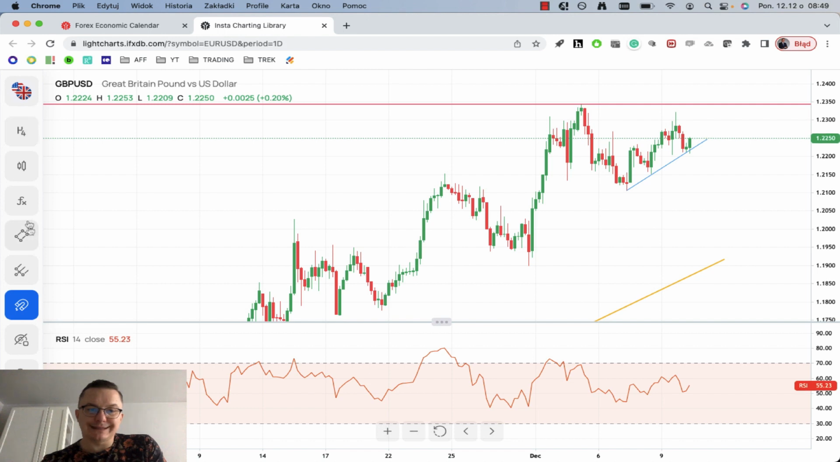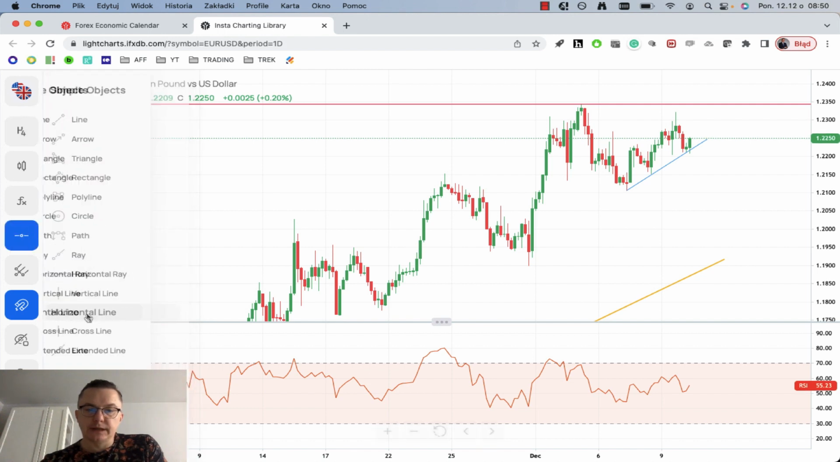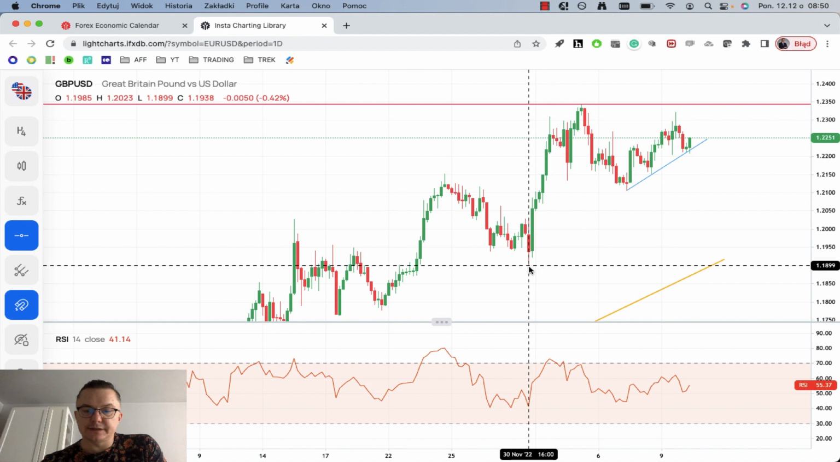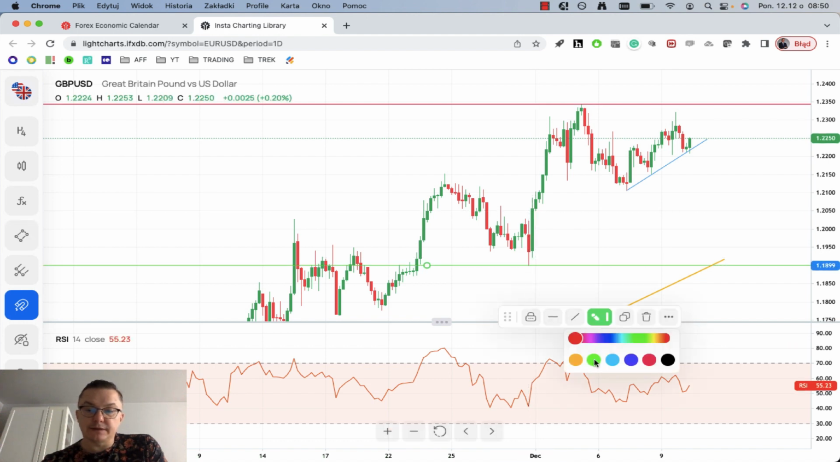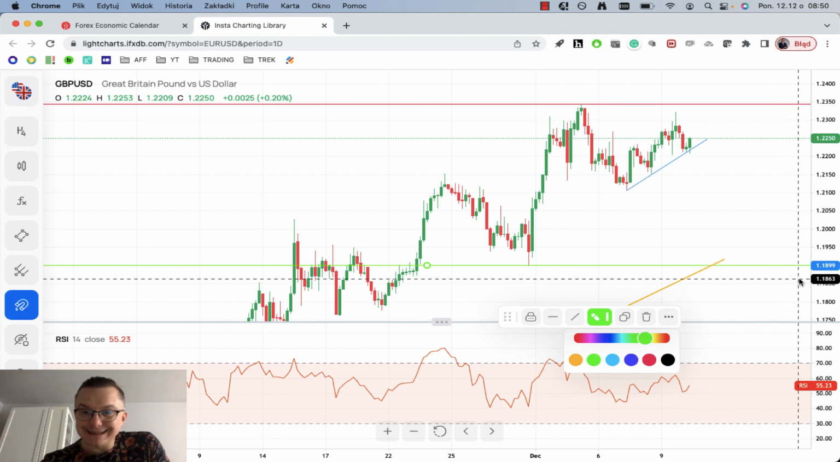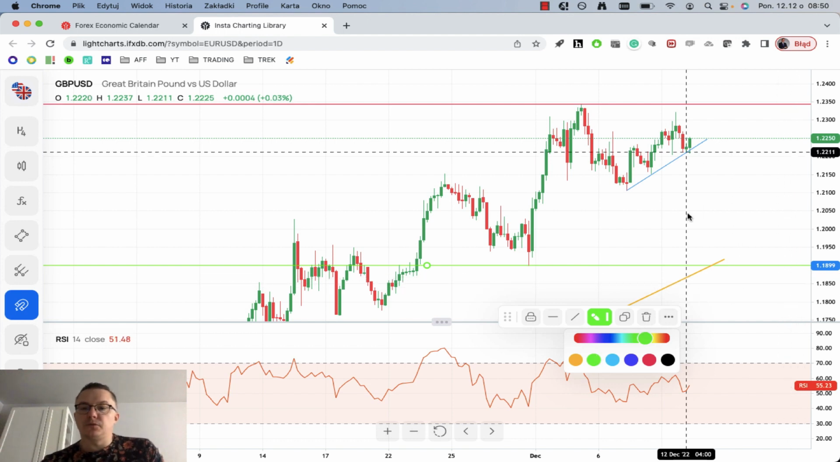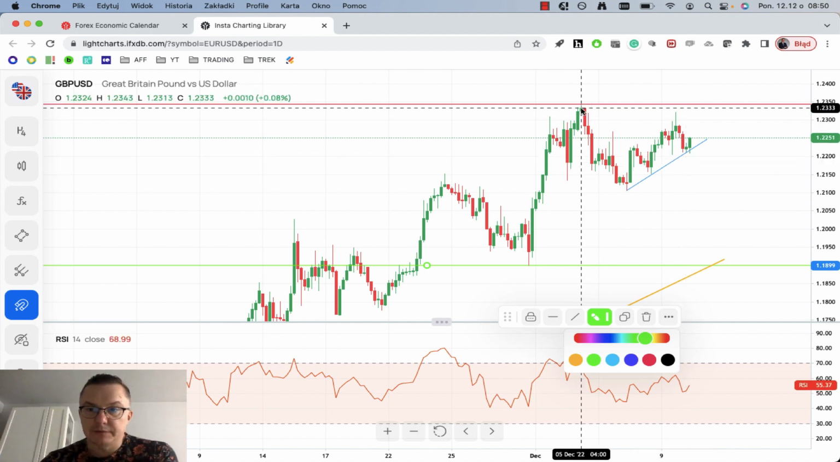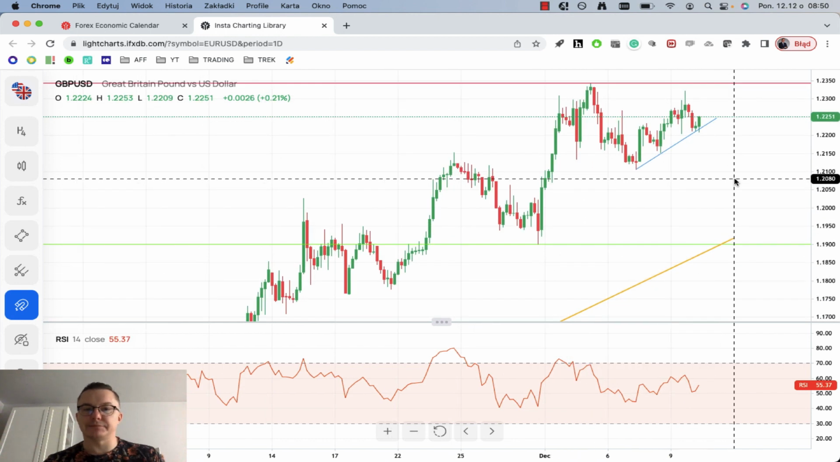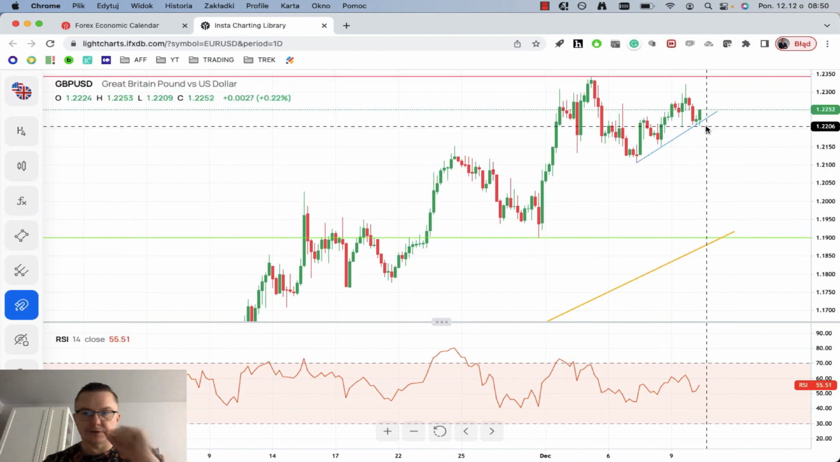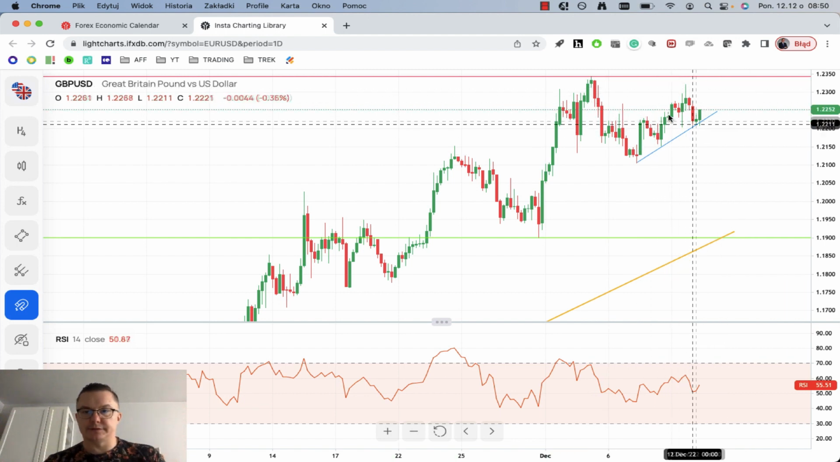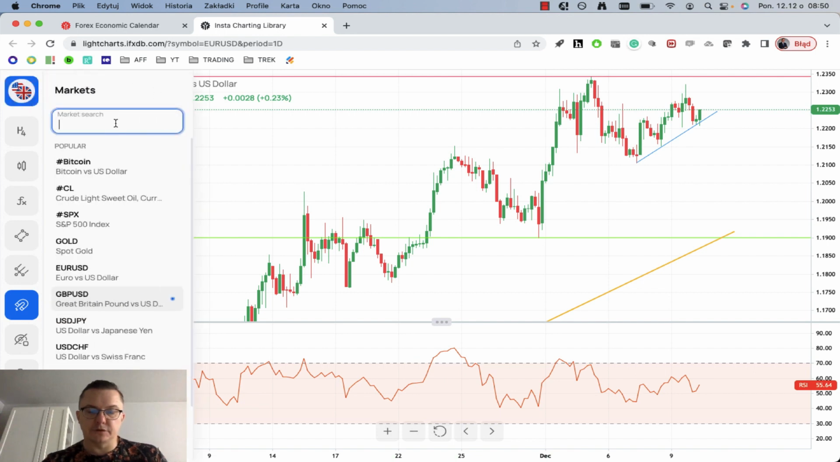Please notice that one of the key technical supports is located here. This is the low from the end of November, so only a breakout below 1.1899 will definitely give us more clues regarding the possible top at 1.2343. So that's the British pound. Please keep an eye on the downside movement. If there is a breakout below the blue trend line, we might end up going lower.